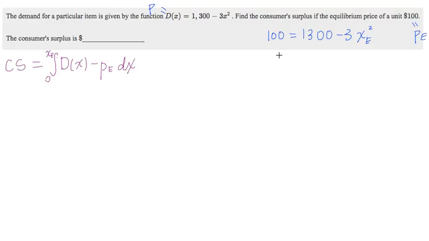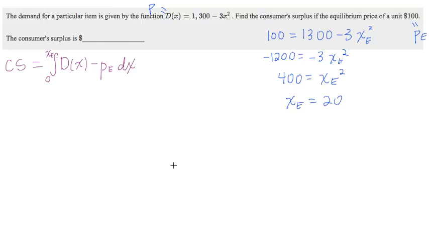If we subtract 1300 from both sides, we get negative 1200 equals negative 3 times the equilibrium quantity squared. Divide both sides by negative 3. 1200 divided by 3 is 400. So we get 400 equals the equilibrium quantity squared. So the square root of 400 is 20. So the equilibrium quantity is 20.